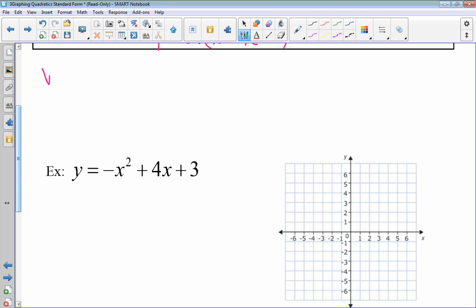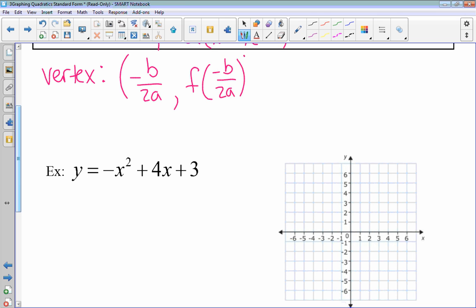So the vertex of a quadratic occurs at negative b over 2a, comma, f of negative b over 2a. Now I know a lot of you are looking at that and thinking, wow, I don't know what that means, but it's okay. We know this formula, ax squared plus bx plus c equals 0 or equals y. This is called standard form of a quadratic.